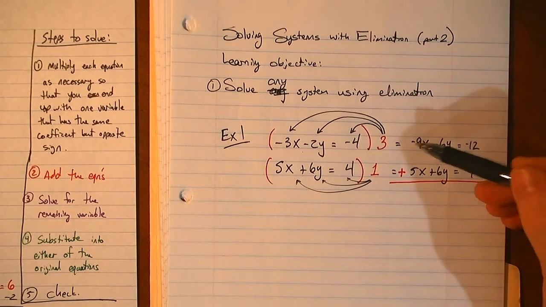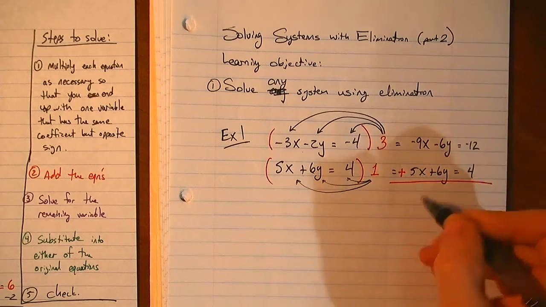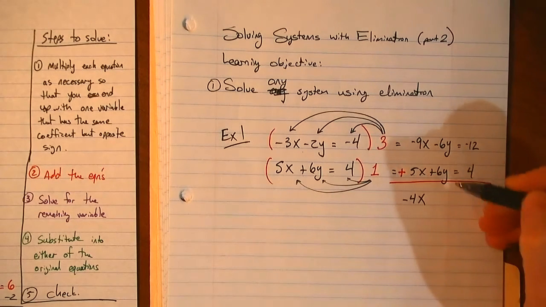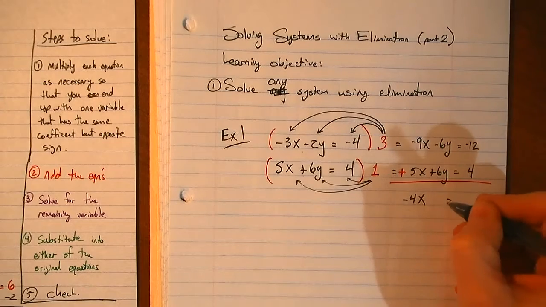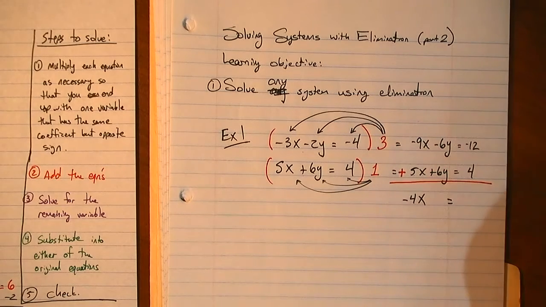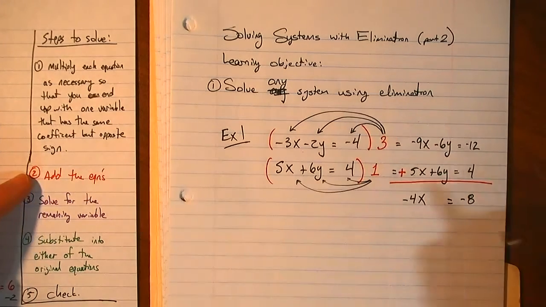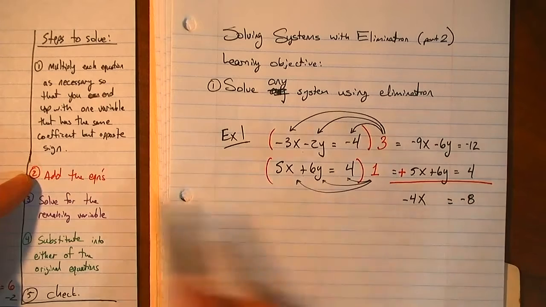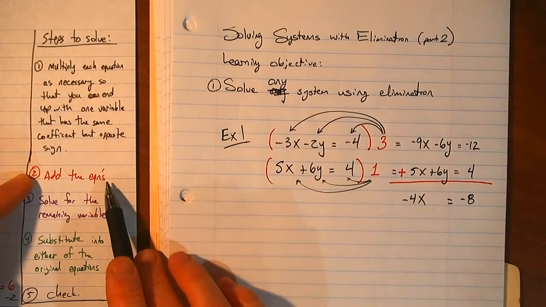All right. Negative 9x plus a positive 5x is going to give me a negative 4x. The y's will cancel. There's my elimination step. Negative 12 plus positive 4 is a negative 8. So now I have added the equations, and just like should happen, one of the variables dropped out. That should always happen here. One of the variables should drop out.